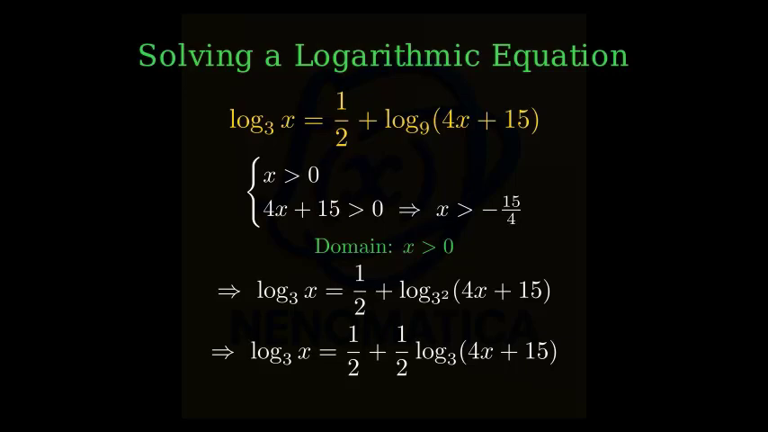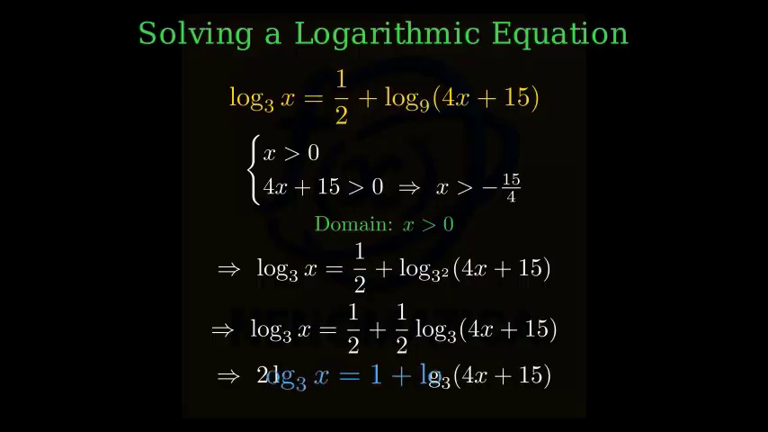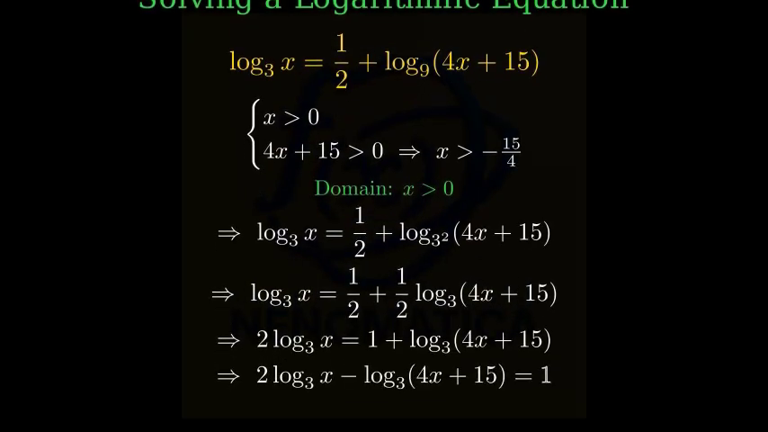Step 3. Multiply the entire equation by 2 to clear the halves. We get 2 times log base 3 of x equals 1 plus log base 3 of the quantity 4x plus 15. Step 4. Move the logarithm on the right to the left side: 2 log base 3 of x minus log base 3 of the quantity 4x plus 15 equals 1.